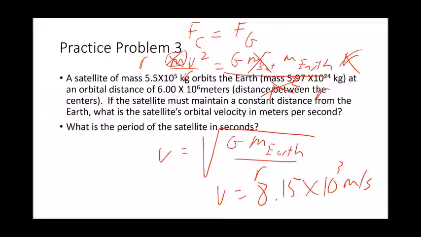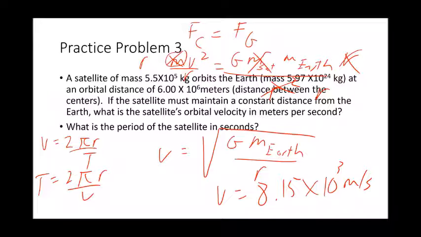So next we want to find the period. And what we know about the period, an equation that will help us with this, is that the velocity of something going in circular motion is equal to 2 pi r over the period. So if we solve that for the period, it is going to equal 2 pi r over v.